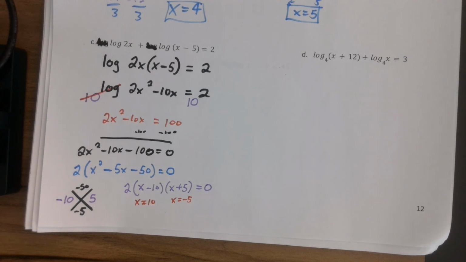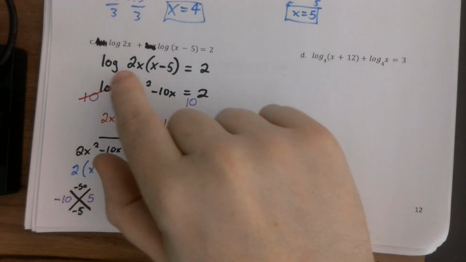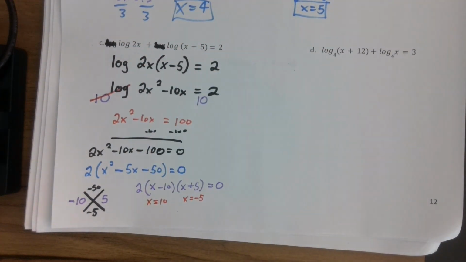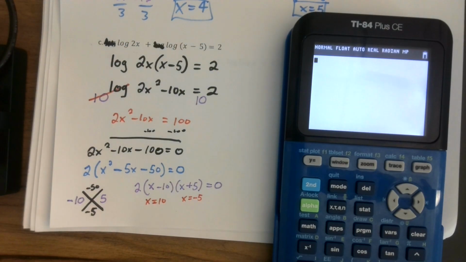Recall, however, that we're not quite done. Anytime we end up with multiple solutions, it is very possible that some of those solutions are extraneous. So, the only way to check if a solution is extraneous or not is to plug both solutions back into the original problem. So, let's actually do that.